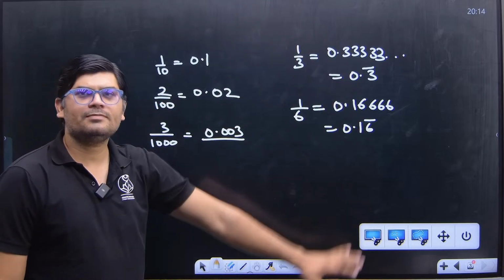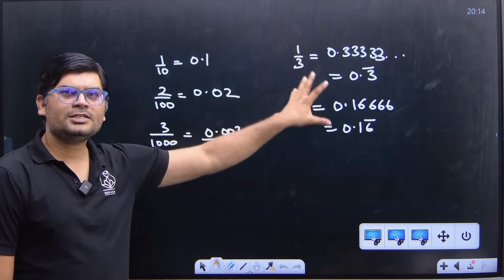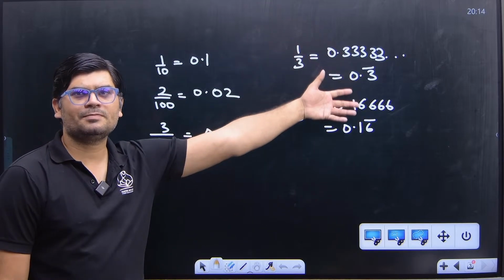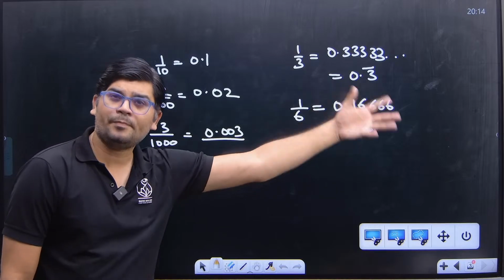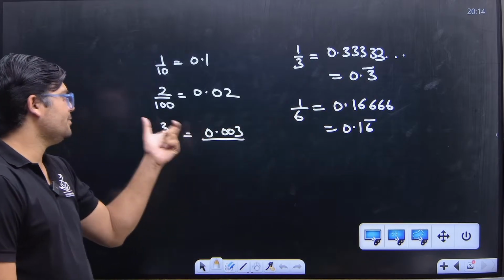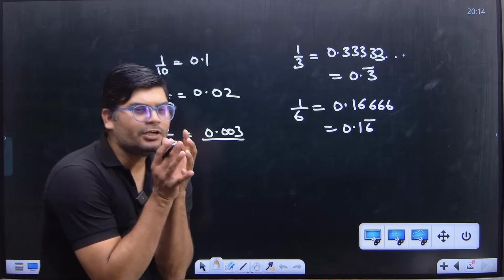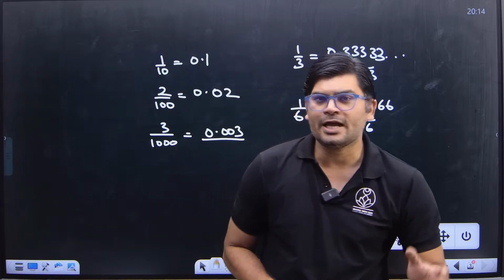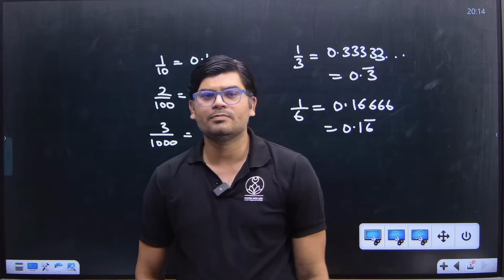So all these numbers are known as repeating decimals because the number keeps on repeating. Okay, we say these are repeating, they are terminating. Now, how can you differentiate between a terminating and a repeating just by looking at the number?